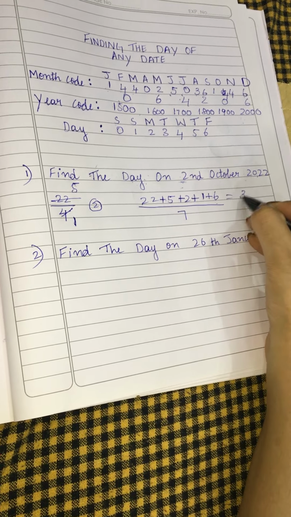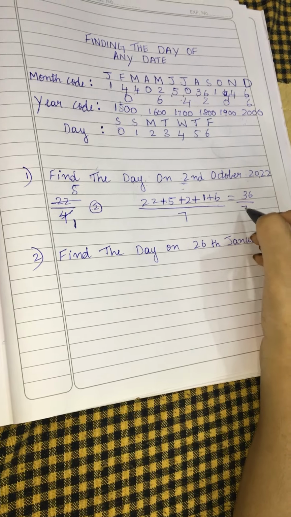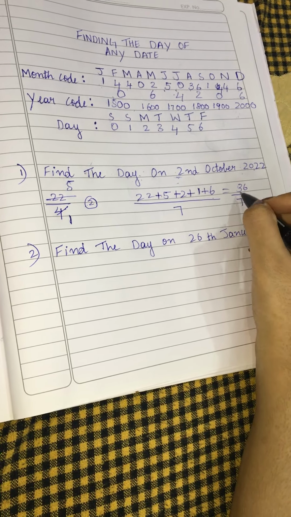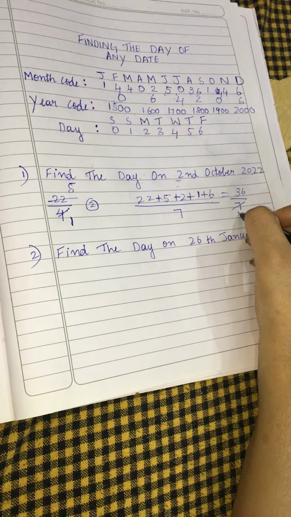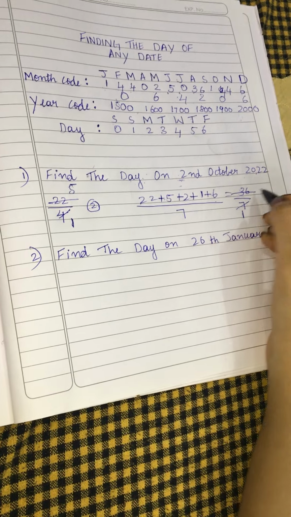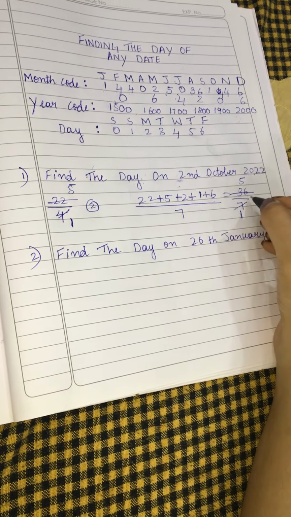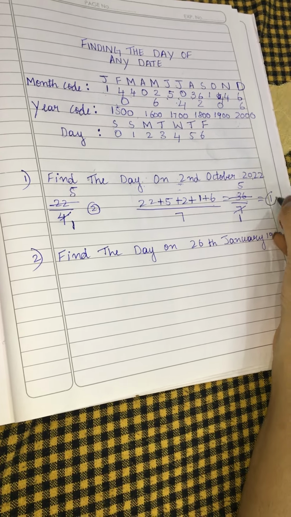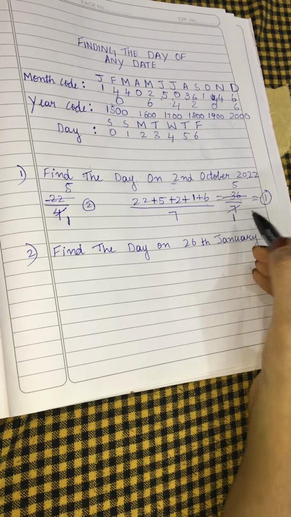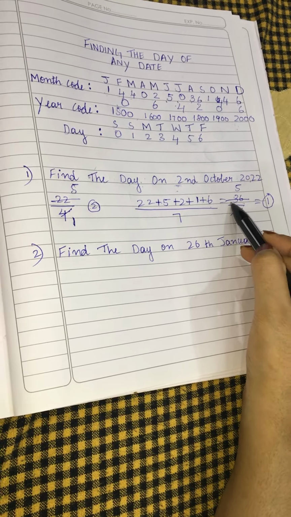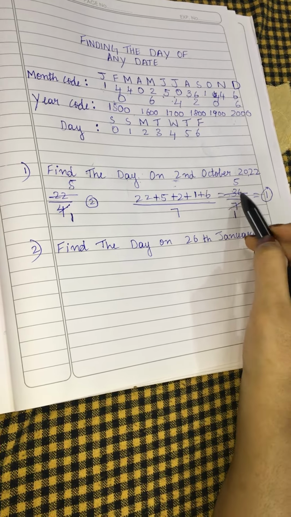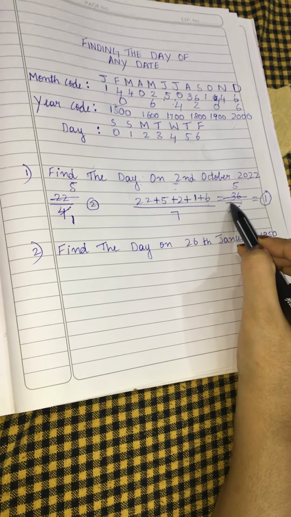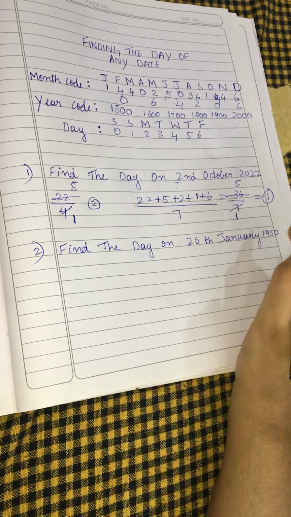You'll get the answer as 36 divided by 7. Will 7 go into 36? No, right? But which is the closest number? 7 ones are 7. 7 fives are 35. We'll get 1 as our remainder. What did we get? 1 as our remainder, isn't it? 36 will not go, but the closest number to 36 is 35. So 7 fives are 35, and we got 1 as the remainder.